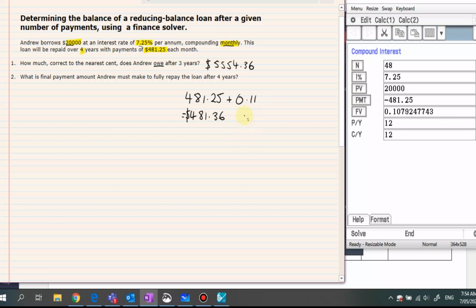So that is playing with reducing balance loans and fixing Andrew's problems, or how Andrew would pay off his loan.